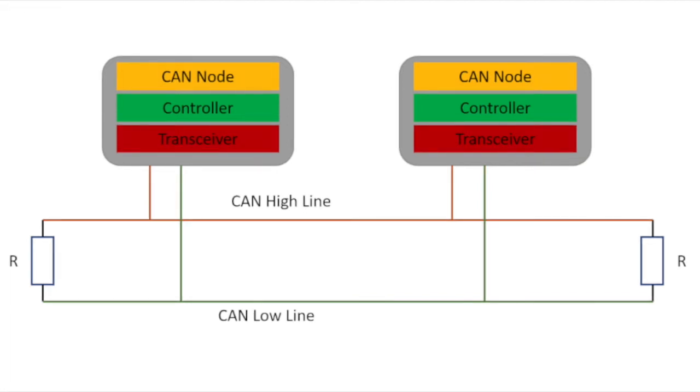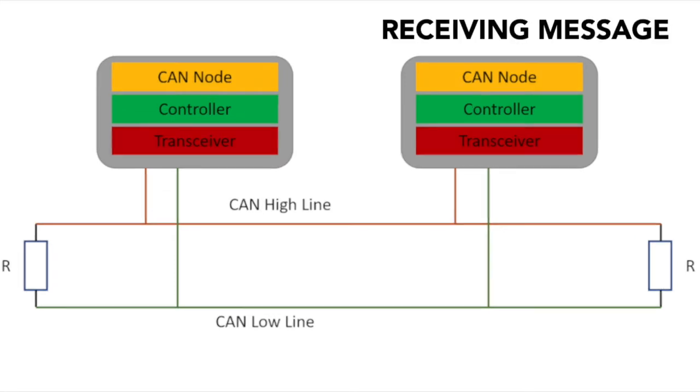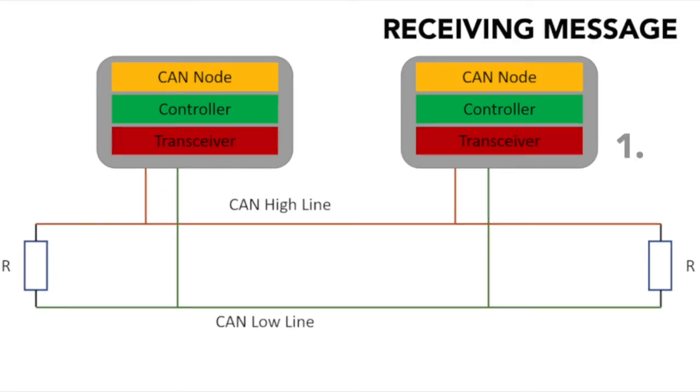Now, we'll say an ECU receives a message. So in this case, the CAN transceiver receives the message from the CAN bus data lines. The CAN transceiver converts the data and sends it to the CAN controller. And then the CAN controller receives data from the transceiver, processes it, and relays the data to the CAN node. The CAN node now checks to see if the data received is important for their functions or not. If the data is important, the data is accepted and processed. However, if it's not important, the data is just ignored.